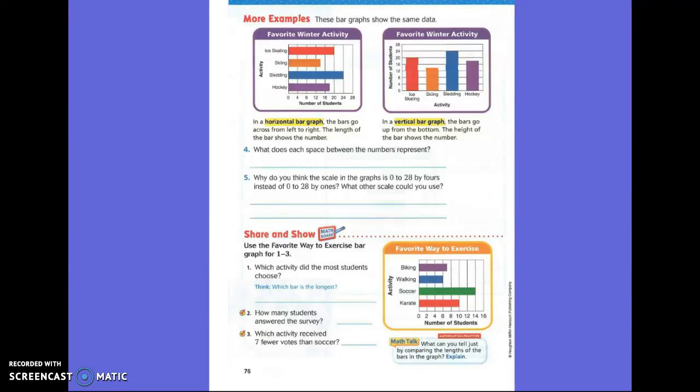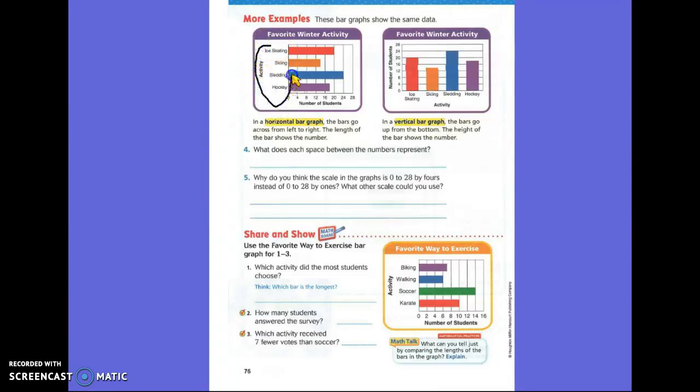Here are more examples. These bar graphs show the same data, but not the same data we just did. It's just the same data together. However, the difference is this one is a horizontal bar graph, which we just did on the other page, isn't it? But this one over here is a vertical bar graph. It goes up and down. But it still has the same stuff.